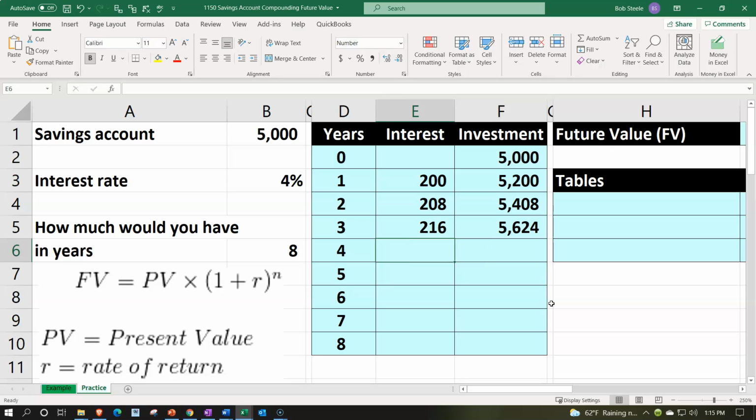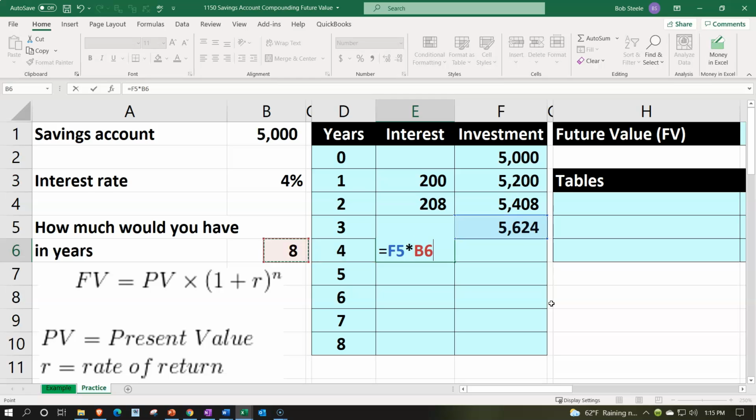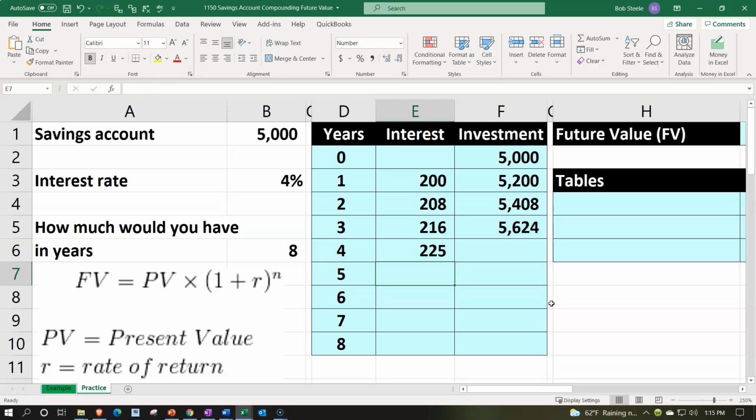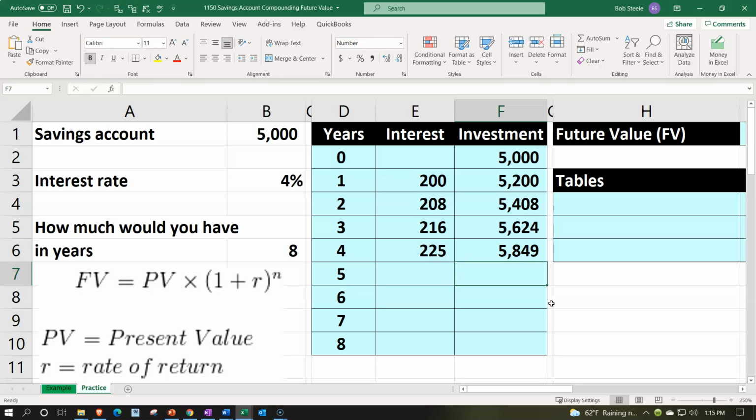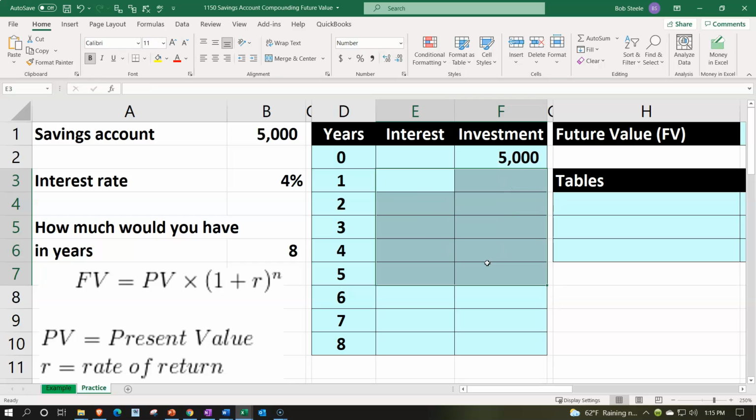Let's do it one more time. This is going to be equal to right once, up once, times left, left, left, up, 4%. The 225, this is going to be equal to up once, the 5,624, plus left once, the 225. That gives us the 5,849. Now I'm going to go back and delete what we've done thus far. Do it again, keeping in mind what we need to do in order to copy it on down with the autofill. So let's delete this thing and do it again.